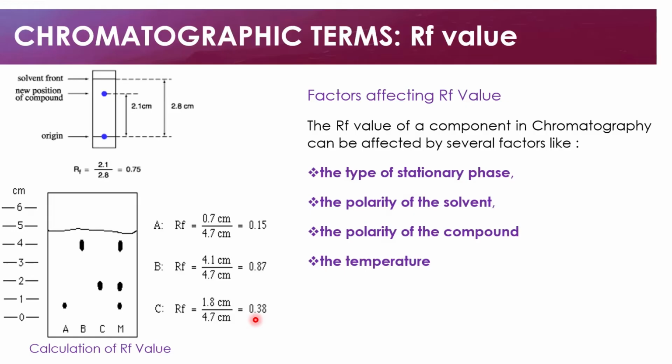The RF value of a component in chromatography can be affected by several factors, like 1, the type of stationary phase, 2, the polarity of the solvent, 3, the polarity of the compound, and 4, temperature.